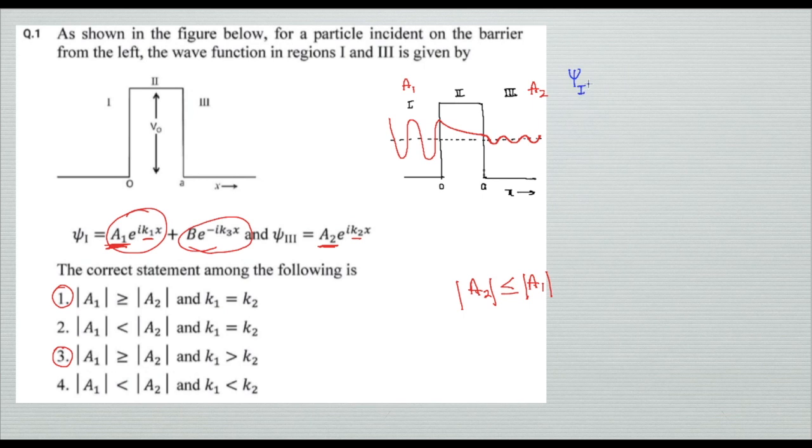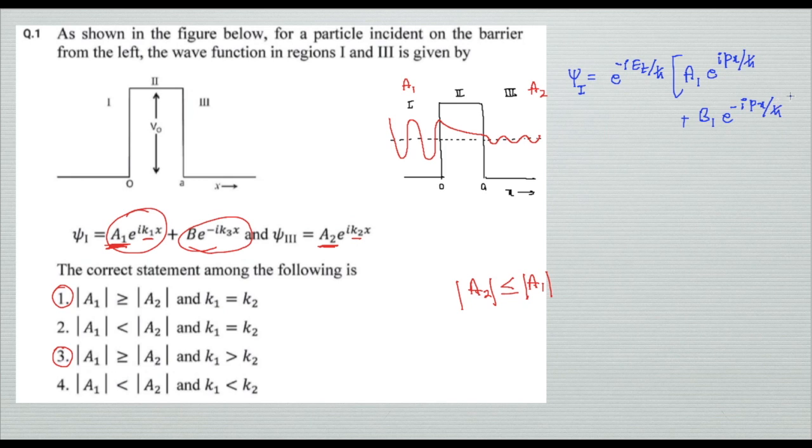So for the first region, psi1, which is a function of x and t, is given by e to the power minus iEt by h cross. All right, and in the bracket it will be like a1, e to the power ipx by h cross. I am representing the wave function in the form of potential. So this is the left propagating wave. And plus b1 e to the power minus ipx by h cross.